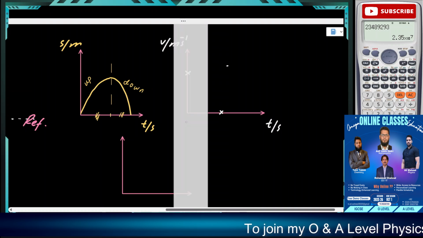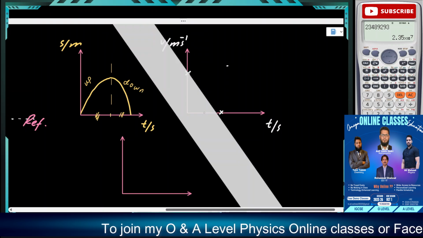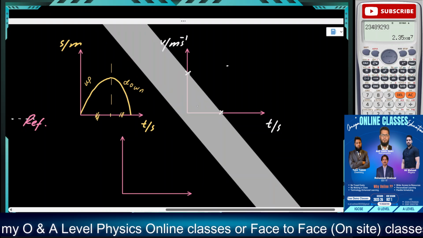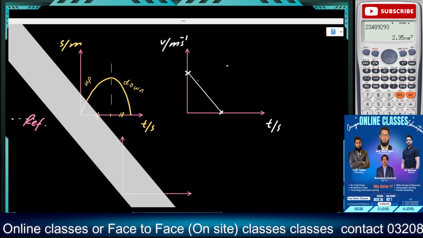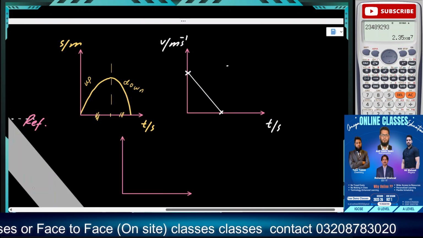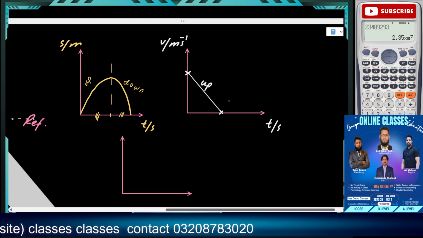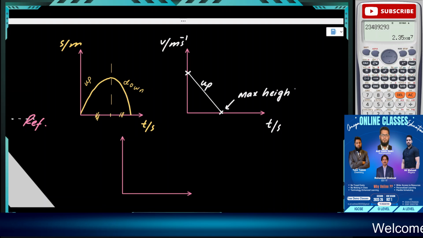So what does the graph look like? Well, we can join these 2 points like this one. So this is the part when the object goes up. And what is this point representing? This point represents the point of the maximum height.